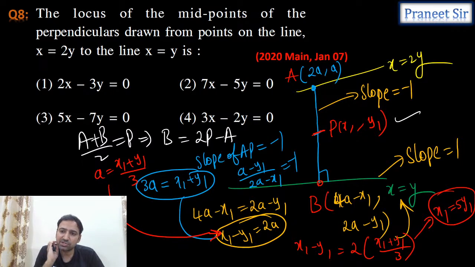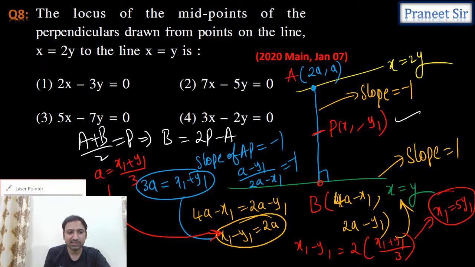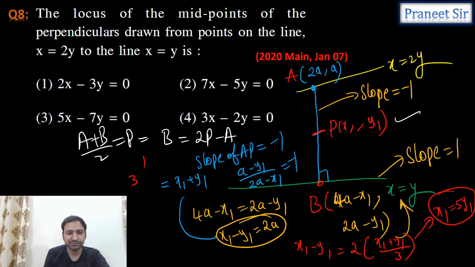So x1 is equal to 5y1. I am getting it, guys. Okay, let's do this question again, as we are not getting the given answer. Let's do it again.